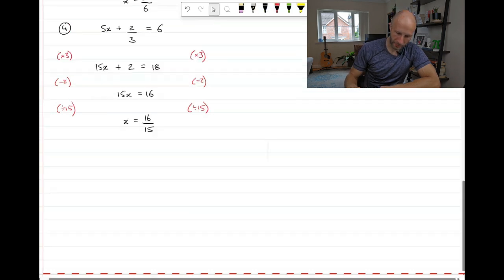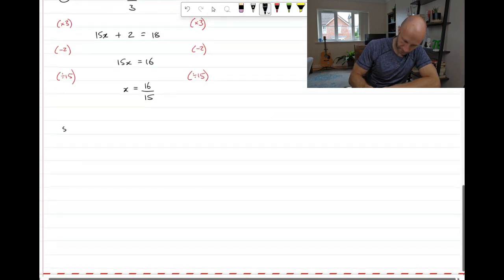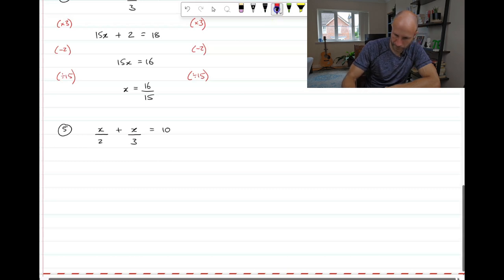Okay, and then we'll start looking at ones with different denominators. Again, if you want to write it out, have a little think, that'll be good, but this is a new question or a new style. So x over 2 plus x over 3 equals 10.